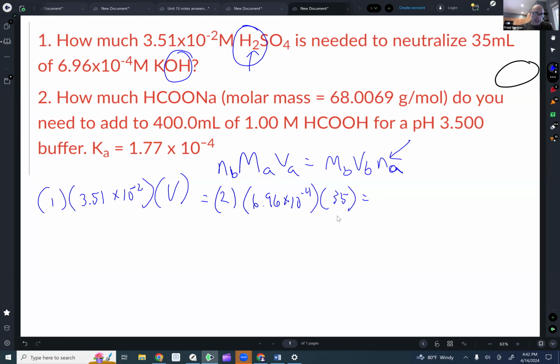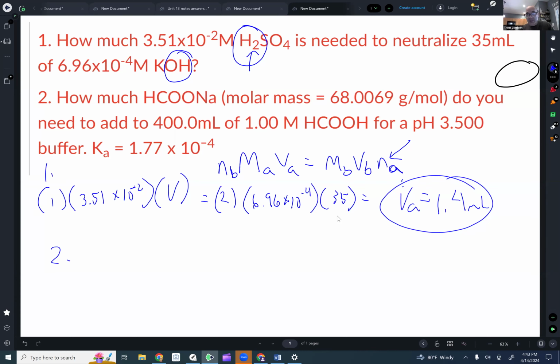So we're plugging all this into our calculator to solve. I've got 2 times 6.96 to the negative 4 times 35 divided by 3.51 to the negative 2. And what you get is a volume for the acid, which is equal to 1.4 milliliters. Not a whole lot of milliliters at all. That's just a very small amount to neutralize that. All right, so that's number one.